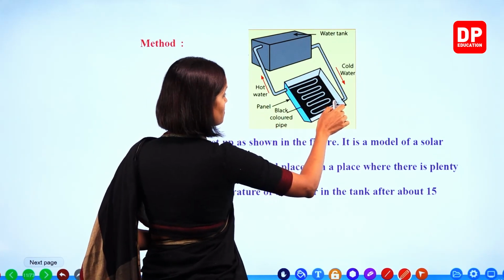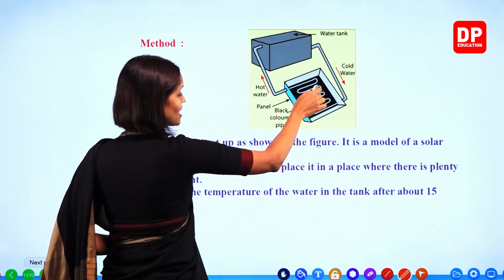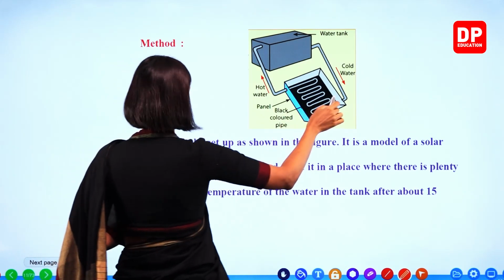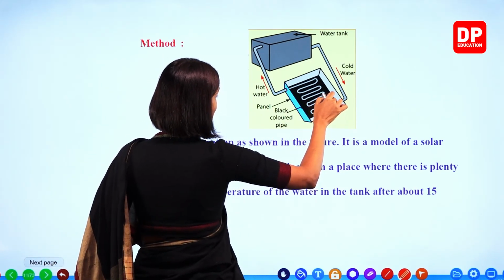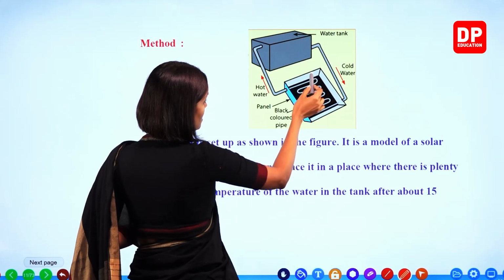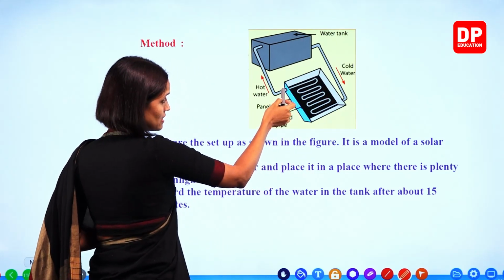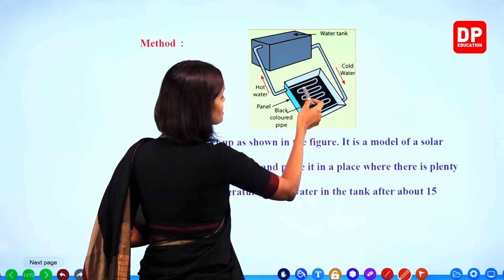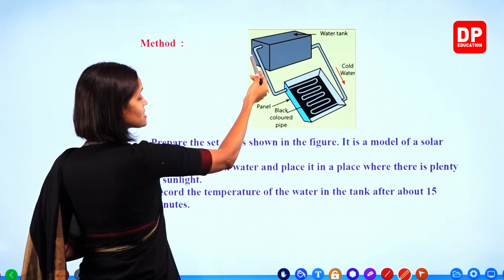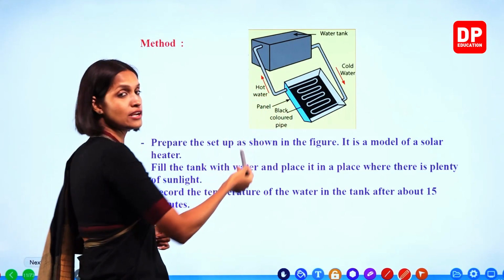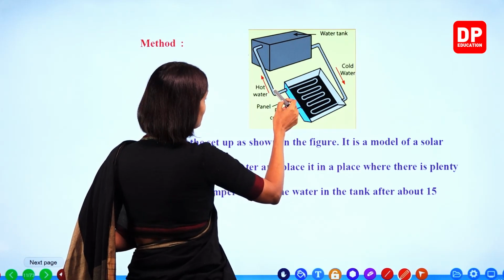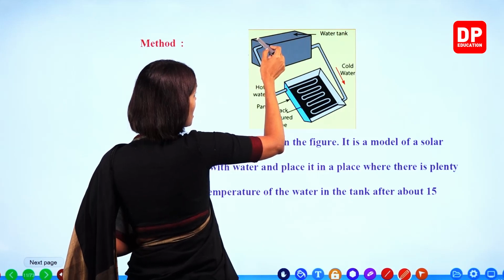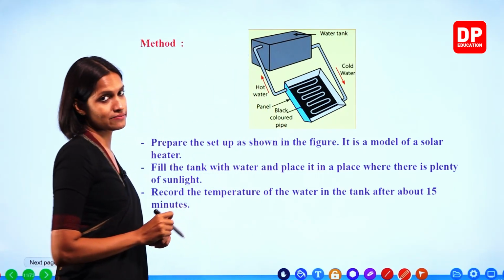Okay, so when you make it in a certain way that it is bent or like a spiral, then what happens? Its length increases. Right, children? So you have to fix the black color pipe in this manner. And from the upper side of the black color panel, you have to connect this black color rubber pipe to a plastic pipe. And the plastic pipe should be taken and fixed to the upper part of the water tank.